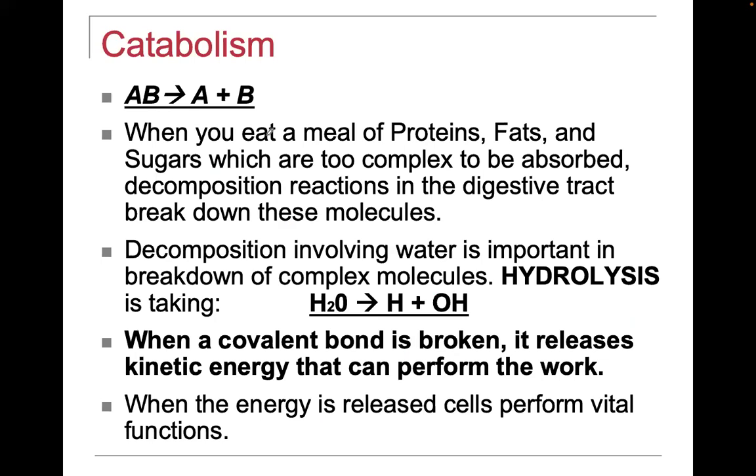I'll give you an example. So here's AB. We take something bigger, AB, and we break it up into something smaller, A plus B. So when you eat meals of protein and fats and carbs, which are too complex to be absorbed, decomposition reactions in the digestive tract take place to break the proteins and fats down into smaller molecules.